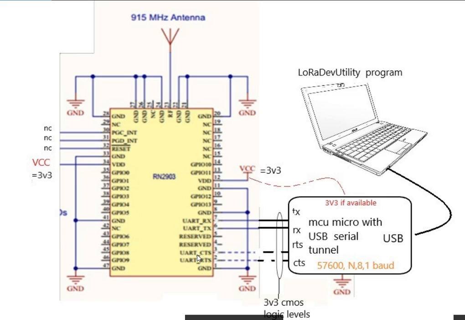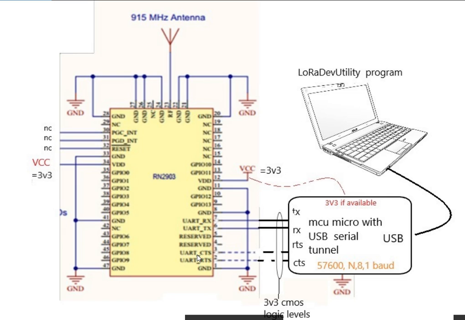Now, you can either use a micro with a USB serial tunneling, so that looking at the PC, the micro looks like a UART, and then sends the serial data, tunnels it all the way through to the RN2903, and you can see the baud rate is 57600 baud, and N for no parity, 8 for 8 data bits, and 1 for 1 stop bit. Typically CTS and RTS signals are not used, but TX and RX are reciprocated from the RN2903 to the TX and RX of the micro UART.